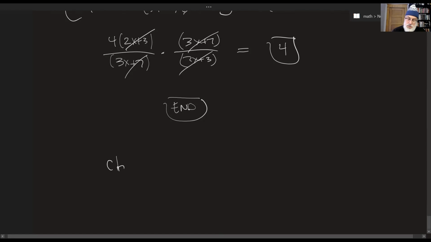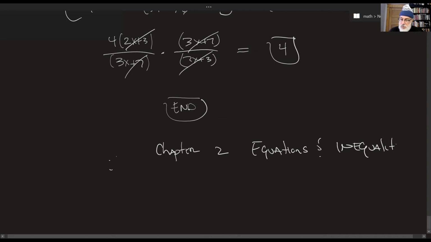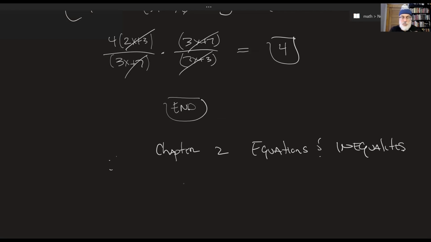So chapter 2 will be equations and inequalities. I think the first section is on the Cartesian coordinate system, or the rectangular coordinate system, the xy's. So that would be the first place we start.